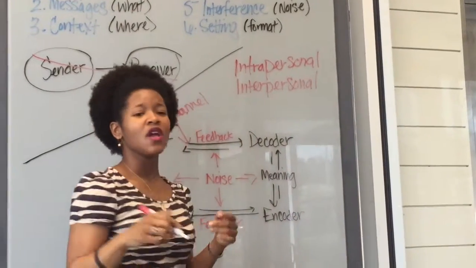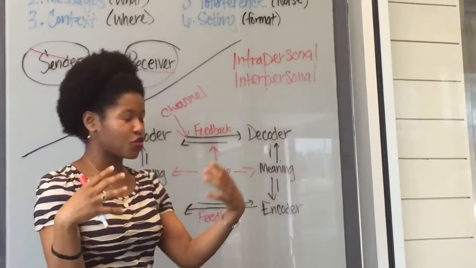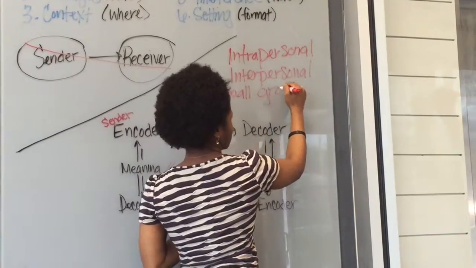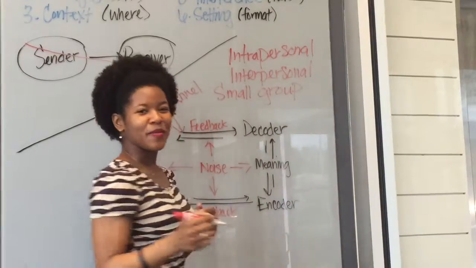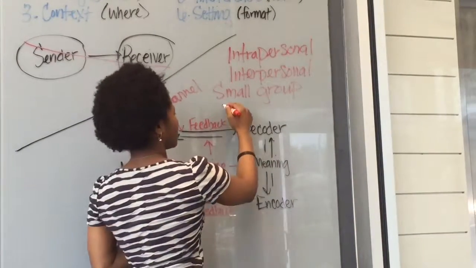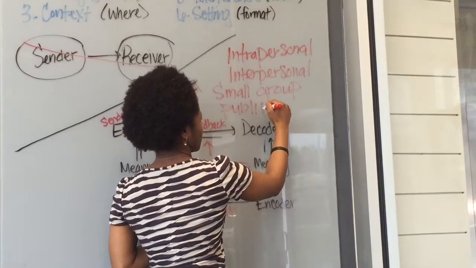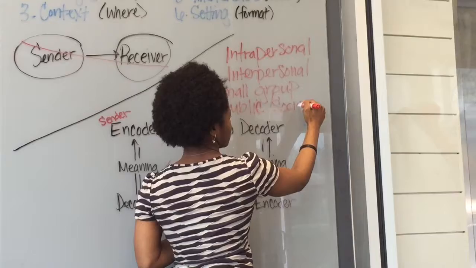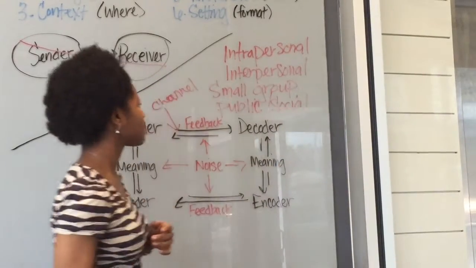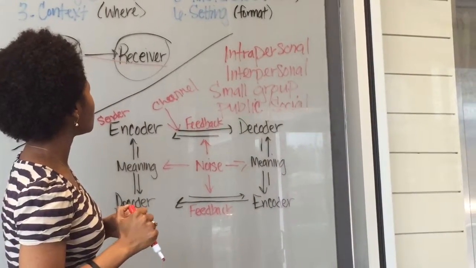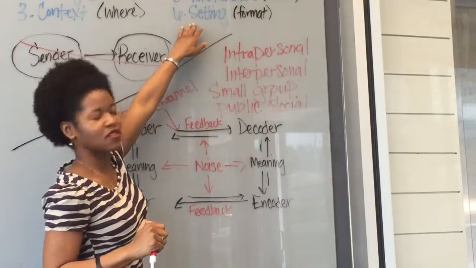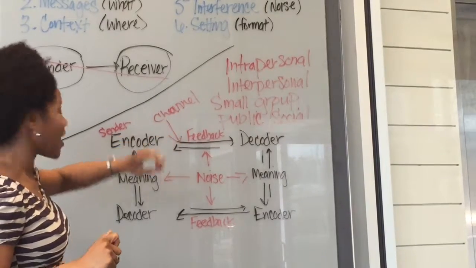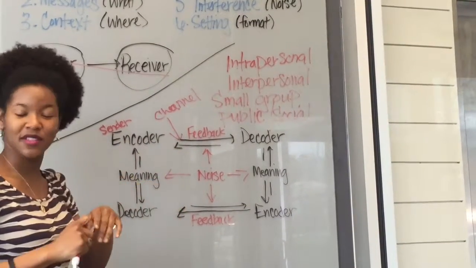Okay. And then you have a group of friends that you get together with. That's a small group. And then the big bad boy that everybody's afraid of is public or social. Okay, so that's settings. That's the format that you are having your dialogue in. That is the gist of the communication process.